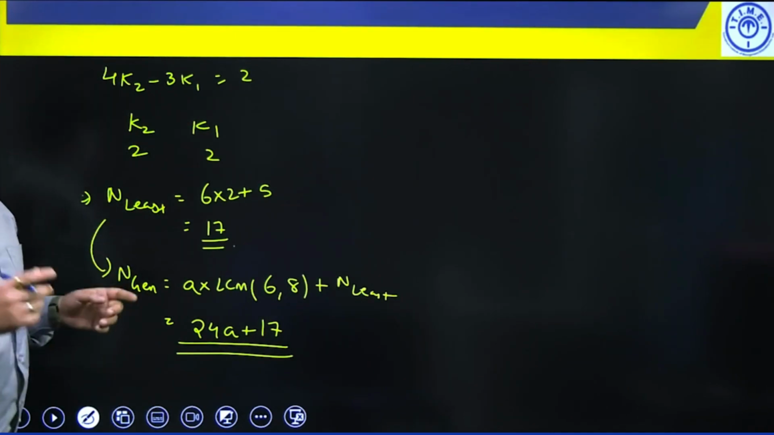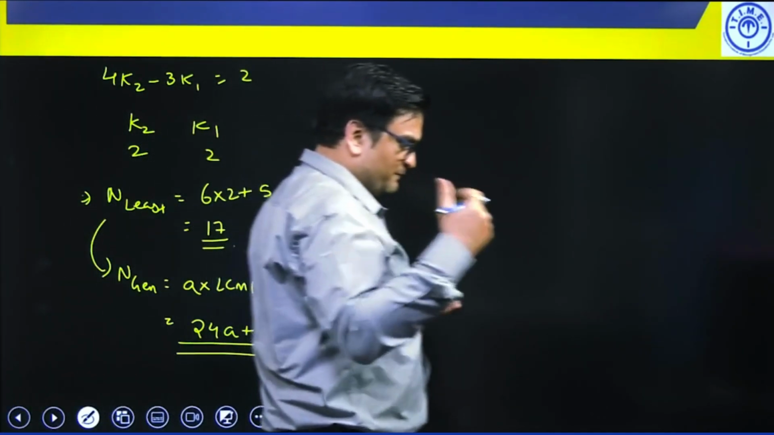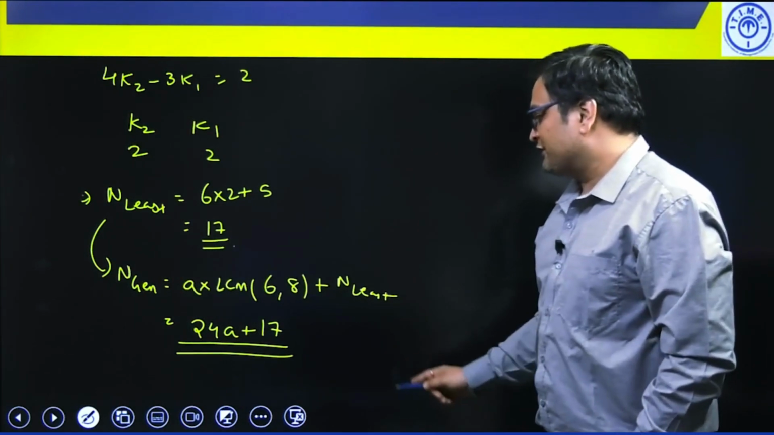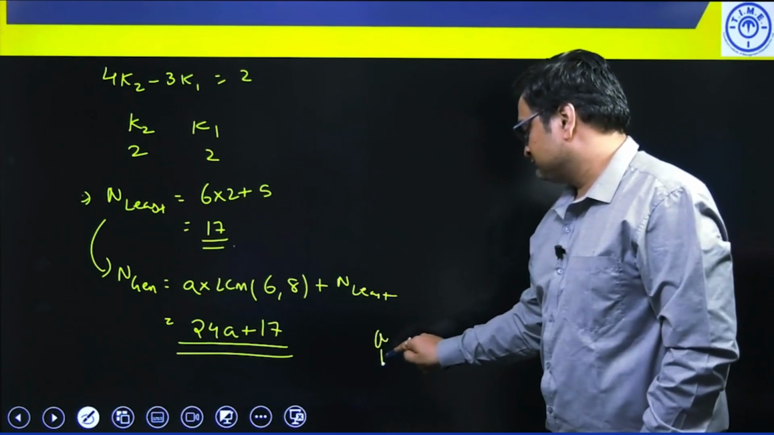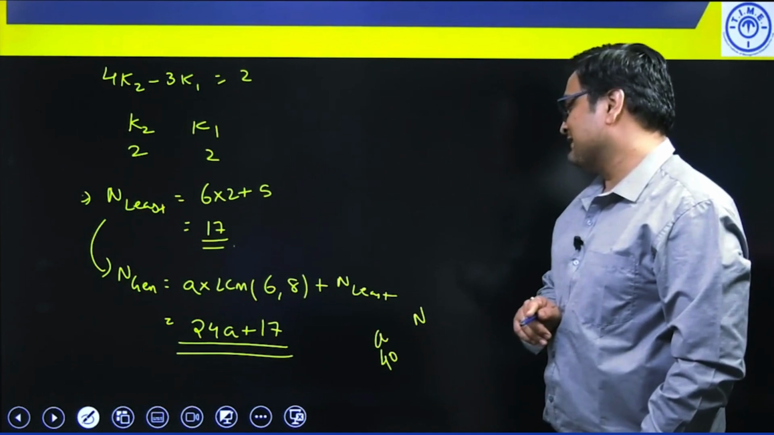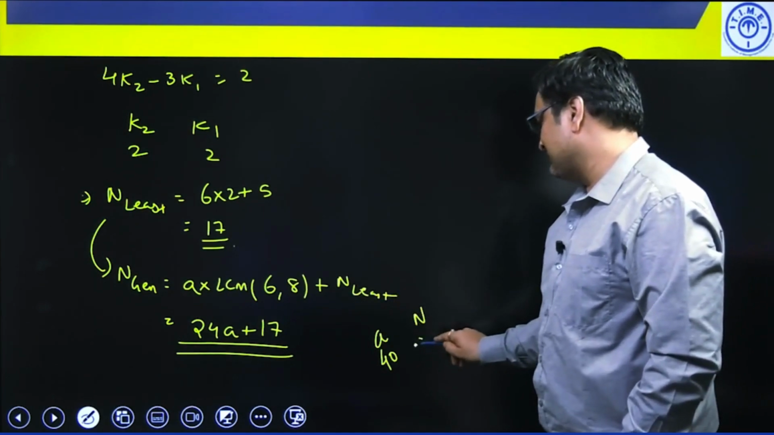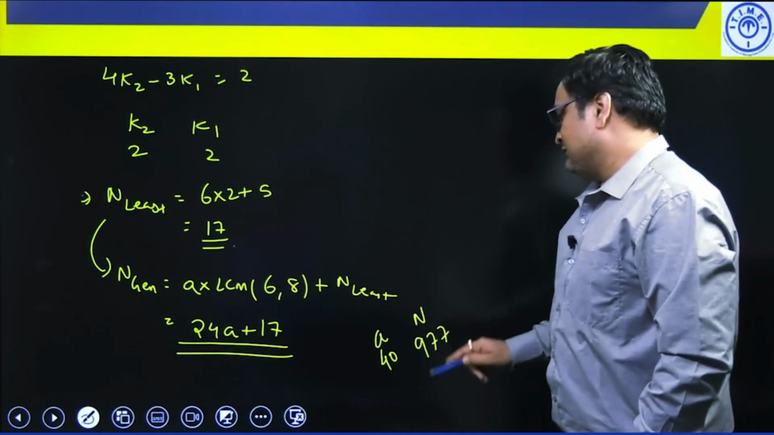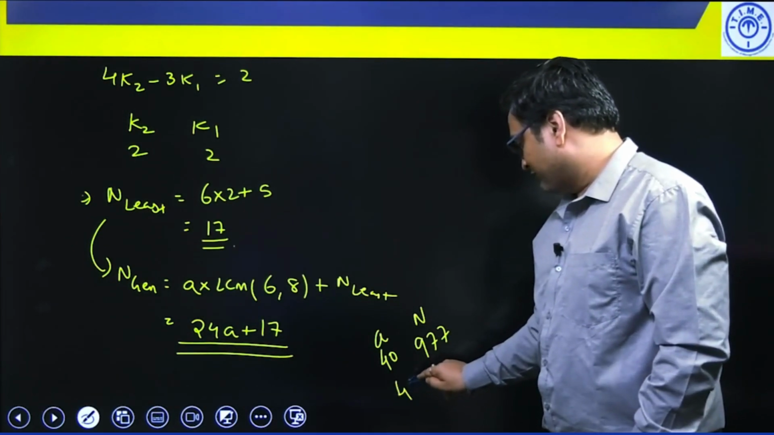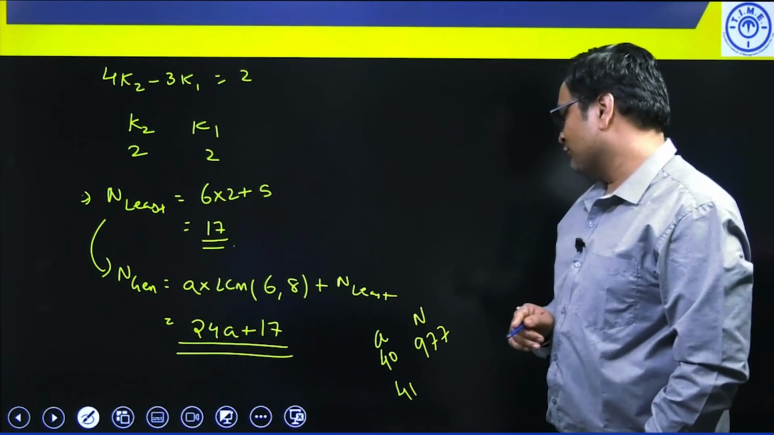But since I want a 4-digit number, I need to put an appropriate value for a there. Let us see what can we put. If I put a equal to 40, the value of n that I will get is 24 into 40, which is 960. 960 plus 17 is 977. There is scope to go higher. Put a equal to 41. If I put 41, what do we get here?